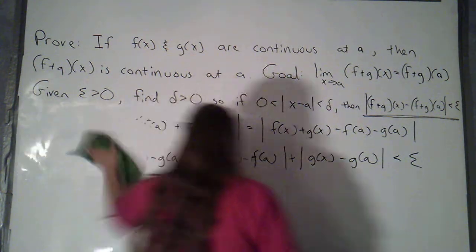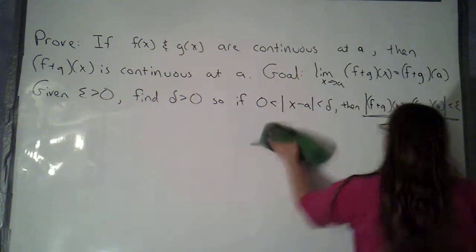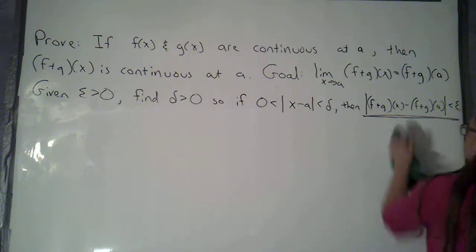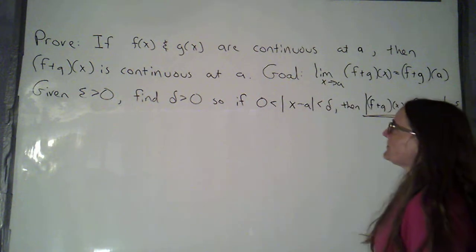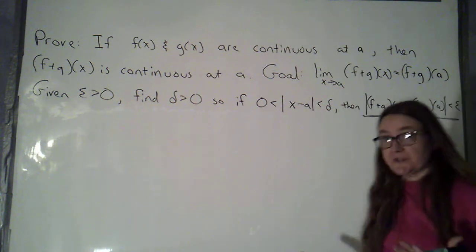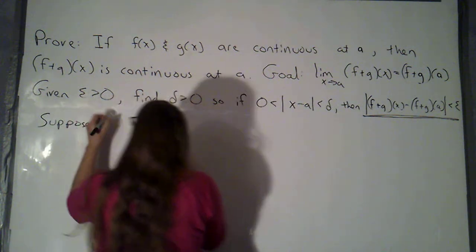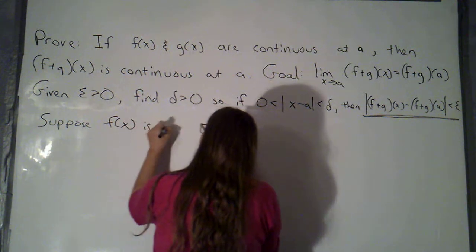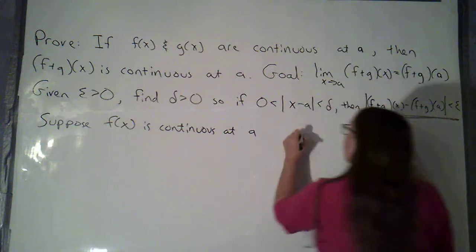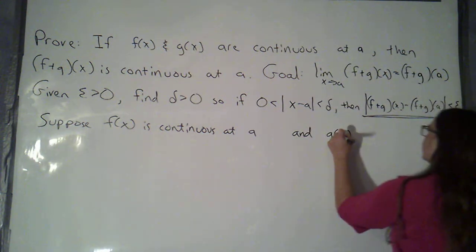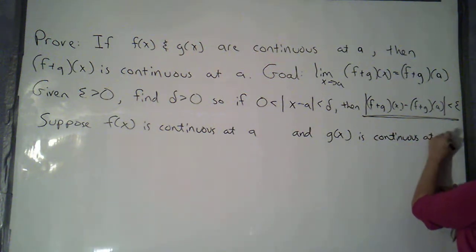All right, so let's now actually try to work with our formal proof. I have not written out all of the steps. I've just done a little bit of informal strategizing here. All right, so if I'm proving an if-then, the first thing I do is I suppose the if. So I'm going to suppose that f of x is continuous at a, and that g of x is continuous at a.